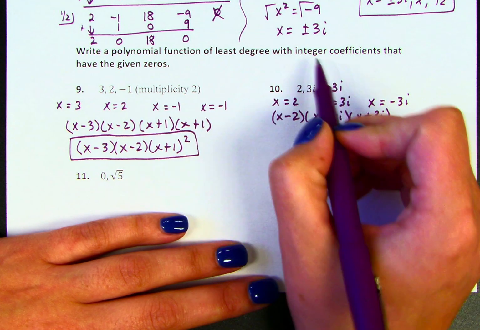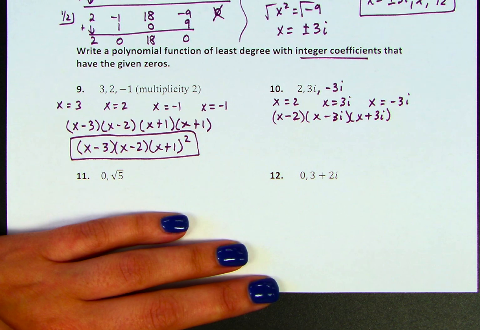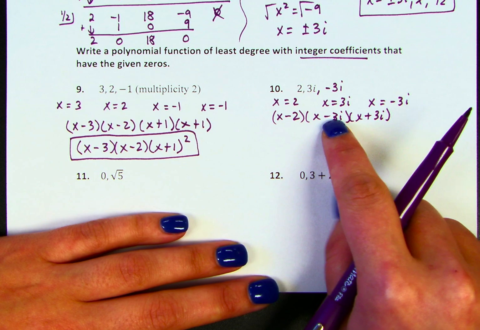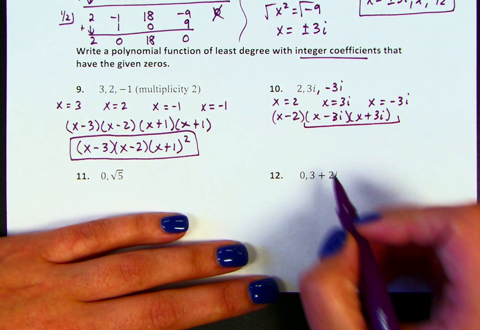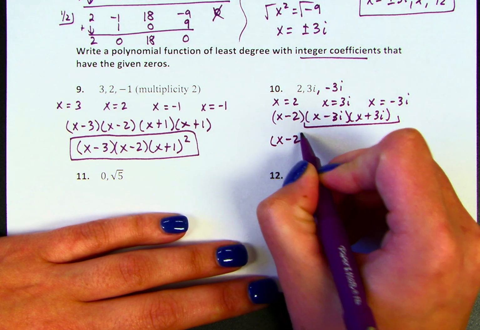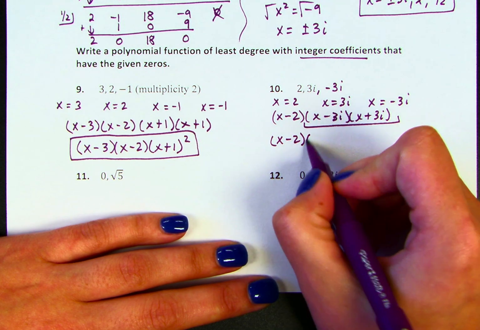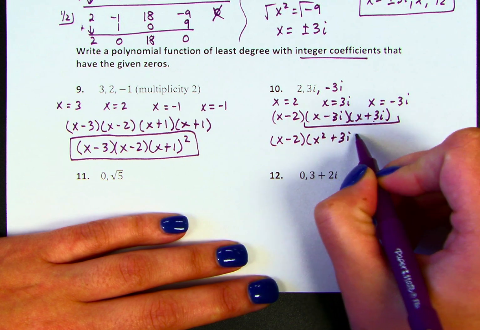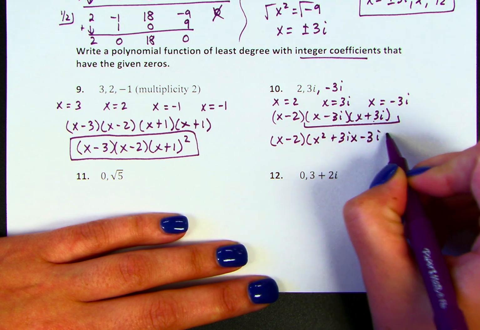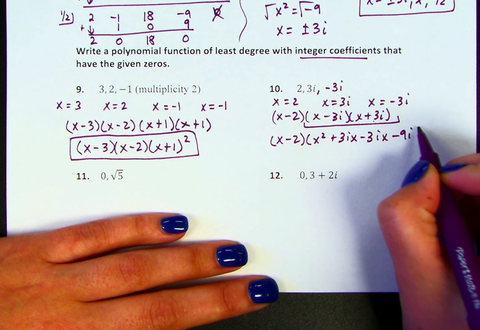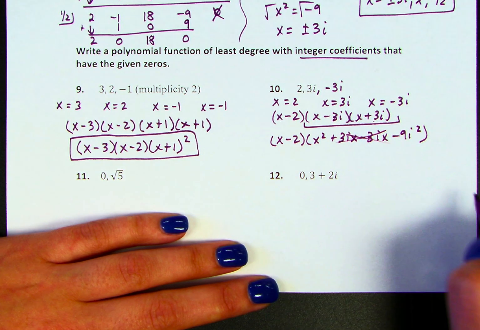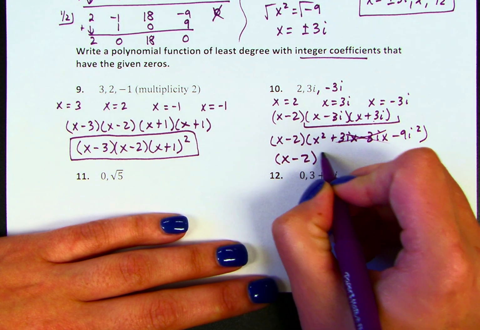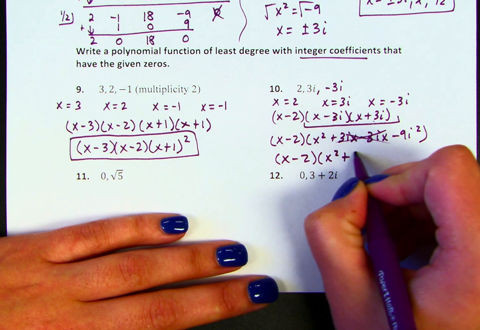Okay. Now, when it says integer coefficients, that means that I'm not allowed to have the i there. So at the very least, I am going to need to multiply this pair together. So I'm still going to have that x minus 2. And then if I start foiling, this will give me x squared, and then plus 3ix minus 3ix, minus 9i squared. So my middle terms cancel, and then that is really a positive 9. So this will be x minus 2, and then x squared plus 9.